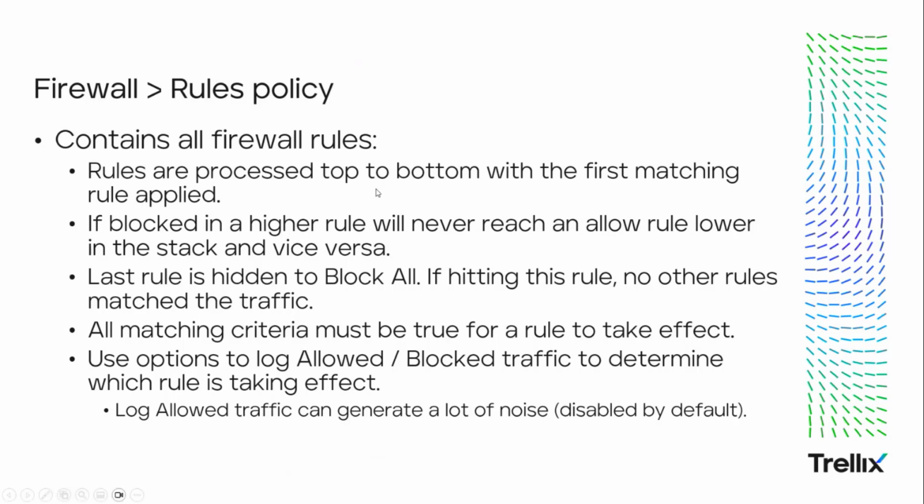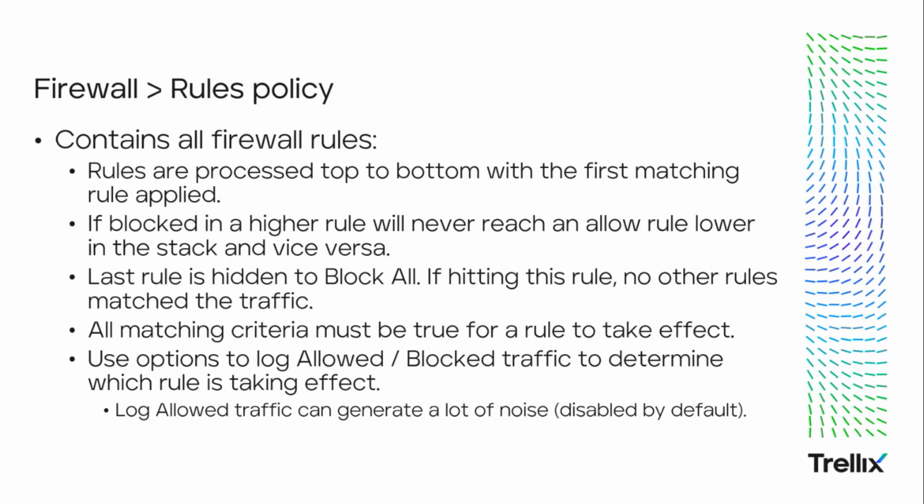The rules are processed from top to bottom, with the first matching rule being the one that is applied. What that means is, if you have a rule higher up in the list that is going to block a given item of traffic, a given traffic event, then that event will get blocked and it will never reach a rule that you may have defined lower in the list to allow that same traffic that matches whatever criteria you've defined. Which means that your allow rules should always effectively be above your block rules.